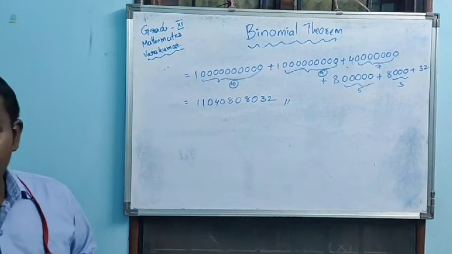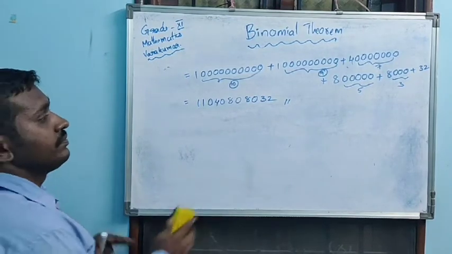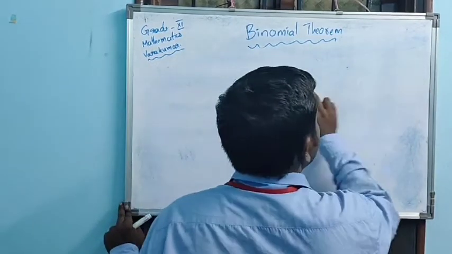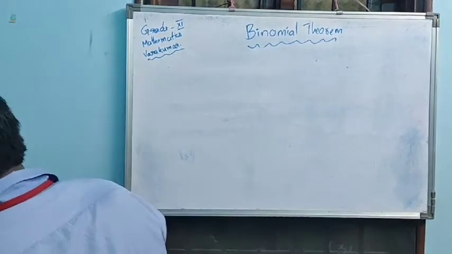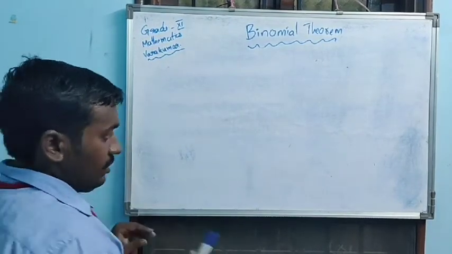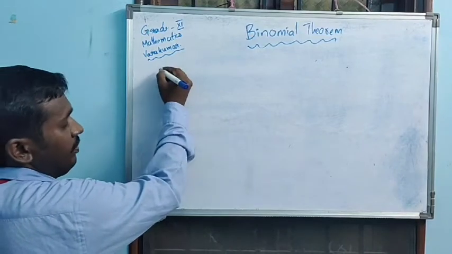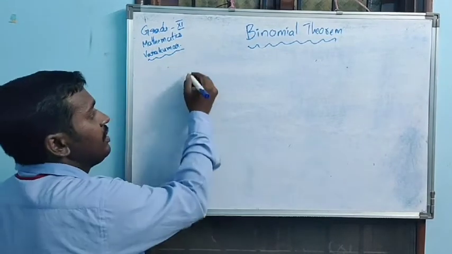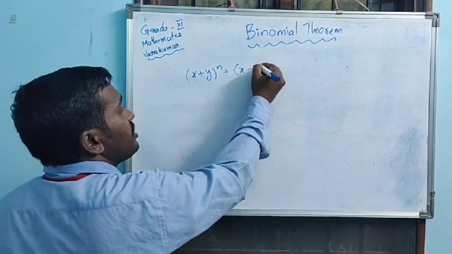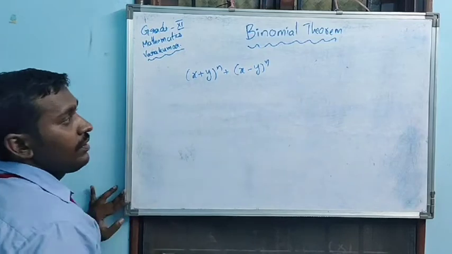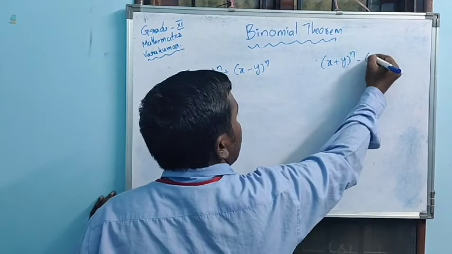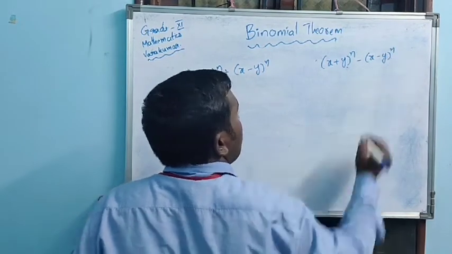Next, one more problem. One more condition: x plus y whole power n and x minus y whole power n. And another one: x plus y whole power n minus x minus y whole power n.